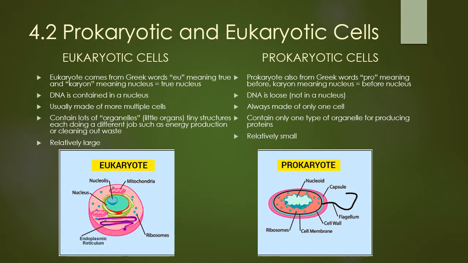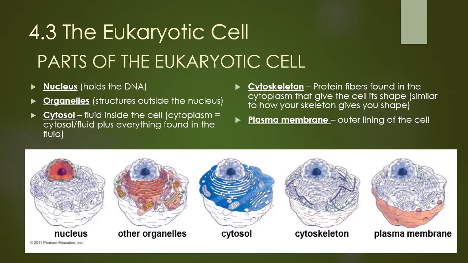Prokaryote means before a nucleus, their DNA is loose, not contained in a nuclear membrane. They're always made up of only one cell, and their cells contain only one type of organelle for producing proteins and are relatively small. So let's go into the parts of a eukaryotic cell.